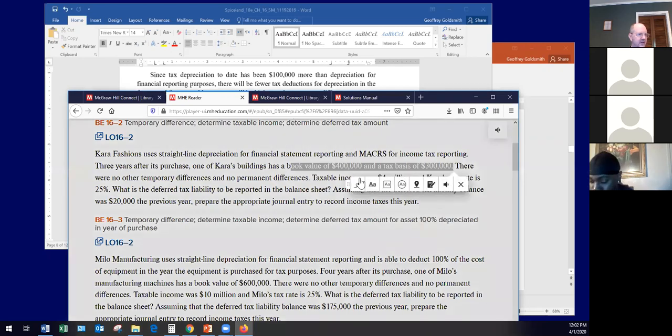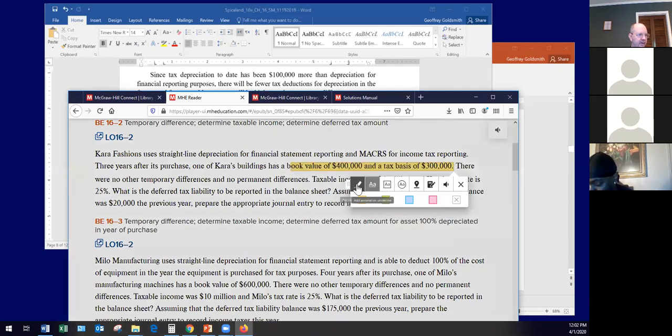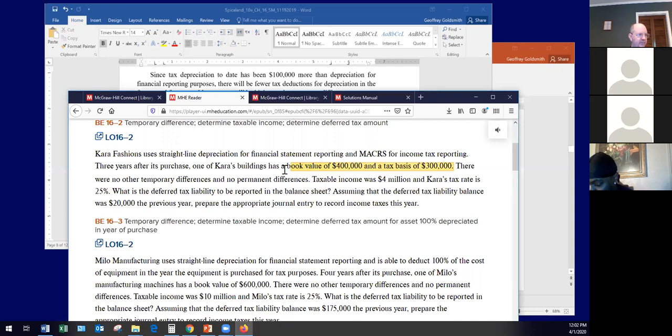So when it says a book value, what does it mean by that? The book value, or what are you talking about? Cara's building has a book value of $400,000.